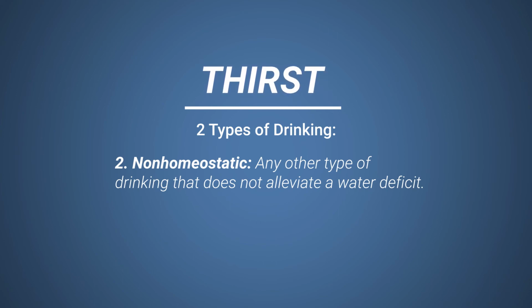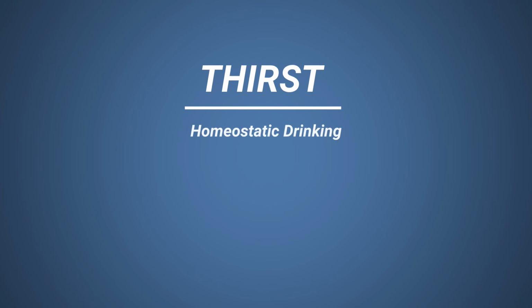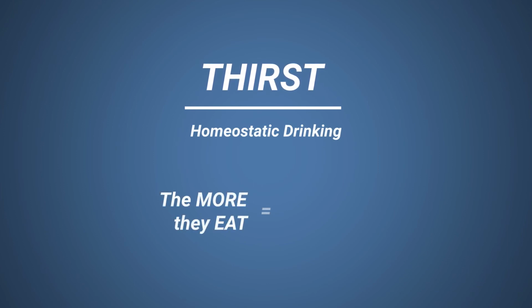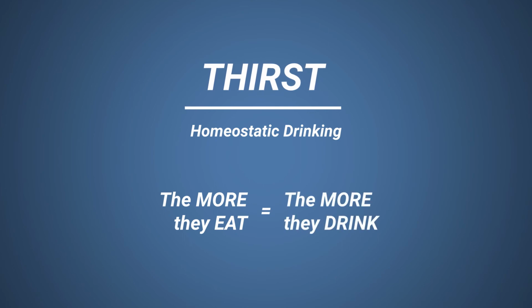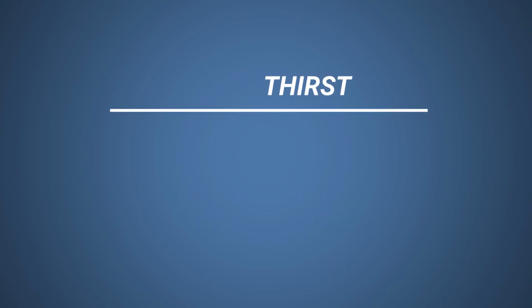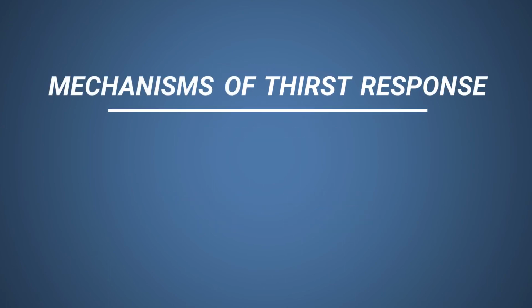An example of homeostatic drinking is the fact that humans drink in relation to how much they eat. So the more they eat, the more they drink. This is because the body wants to keep a correct food-to-water ratio in the GI tract. There are many physiological mechanisms that create a thirst response.